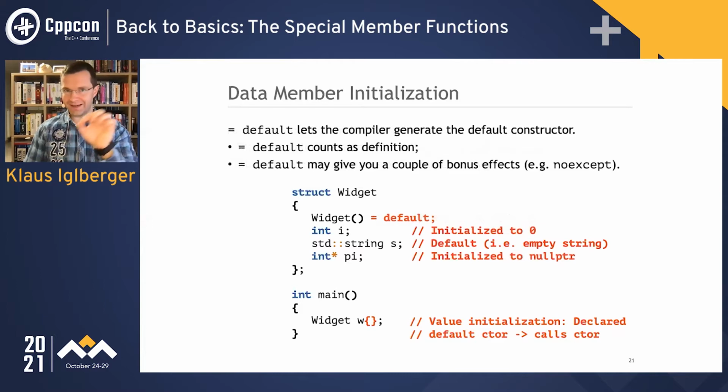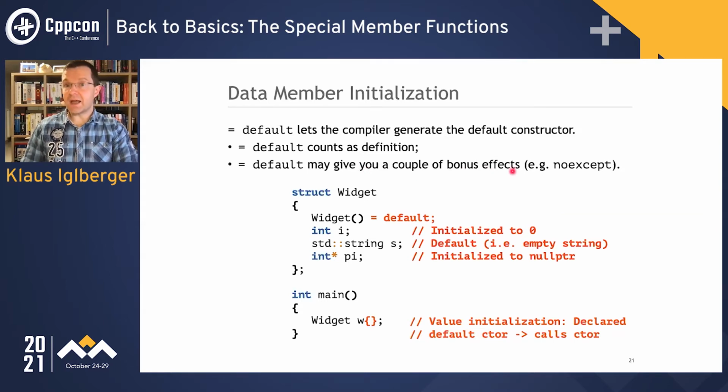Definitely better than an empty set of braces is to ask for the default. To ask the compiler, please generate this for me, because then, good thing, everything is working out again. So the int is initialized, the pointer is initialized, and the string anyway. Equal default counts as a definition, which is at this point not a problem at all.